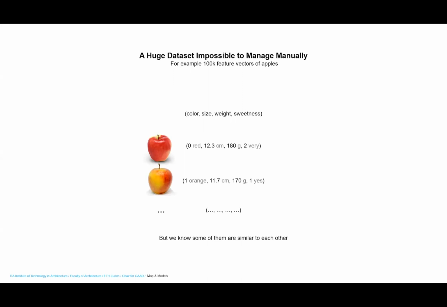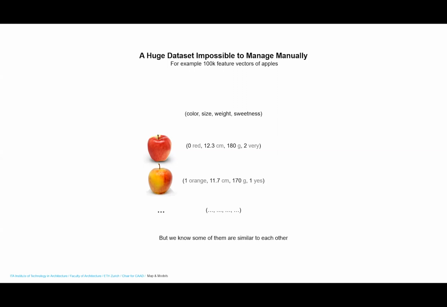And we can start from this slide. Of course, it's a dummy data set. We assume that, for example, in this case, we have many apples, and a lot of them, for example, could be 100,000 apples. And then we can't, let's say, manage them manually.